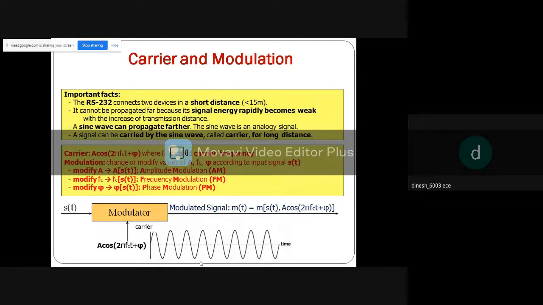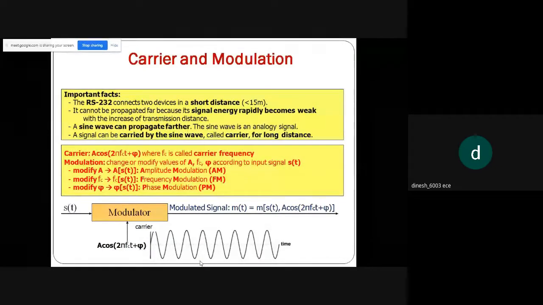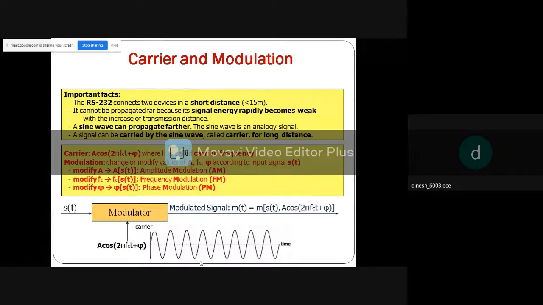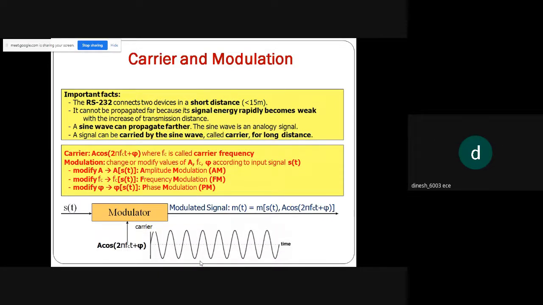Next is the RS-232 cable configuration, which is taken as an example in the case of carrier and modulation. So the important fact is that the RS-232 cable connects two devices over a short distance, a range of less than 15 meters. It cannot be propagated far because its signal energy rapidly becomes weak with the increase of transmission distance. A sine wave will propagate farther. The sine wave is an analog signal. A signal can be carried by the sine wave, called the carrier, for longer distance.